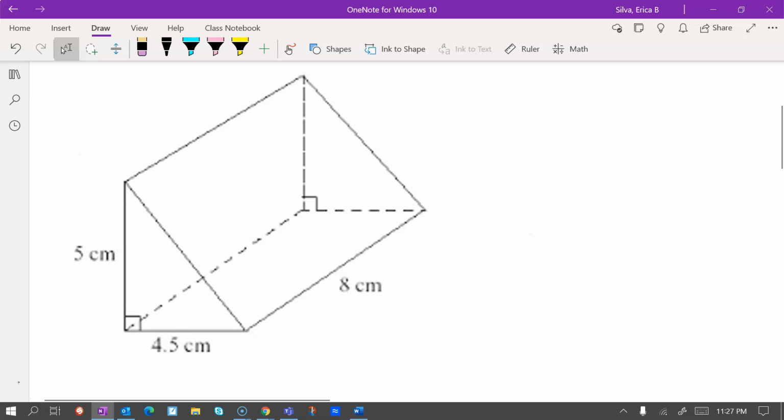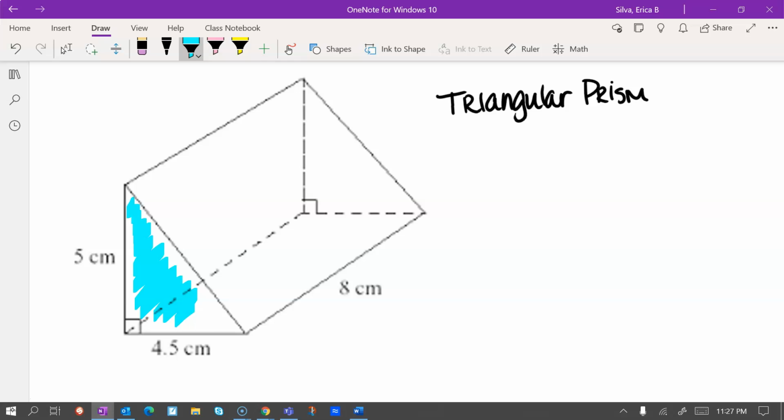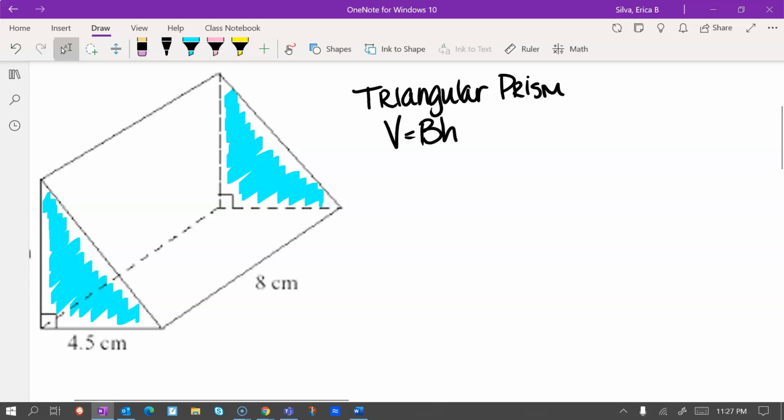So for our first example, we have this figure. What is the name of this figure? If you said it was a triangular prism, you are correct. My bases are triangles, and my lateral faces are rectangles. So when we look at the formula capital B times H, we know we need to find the capital B and we need to find the H.